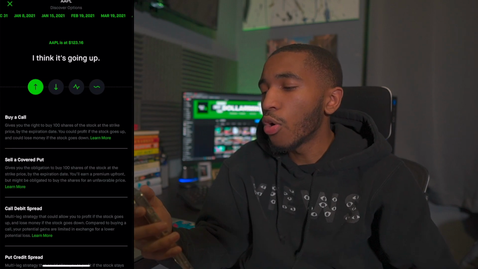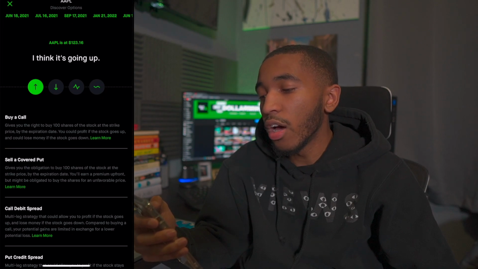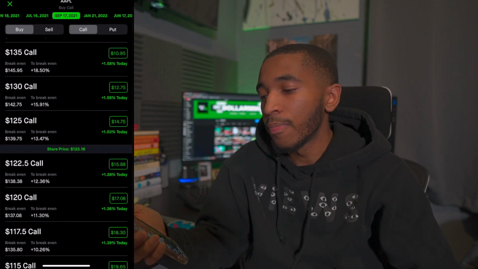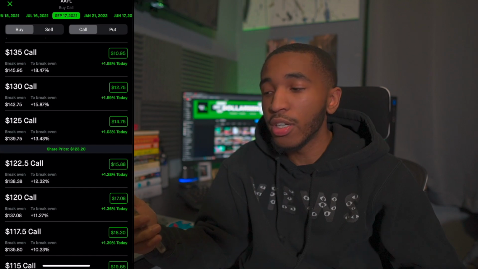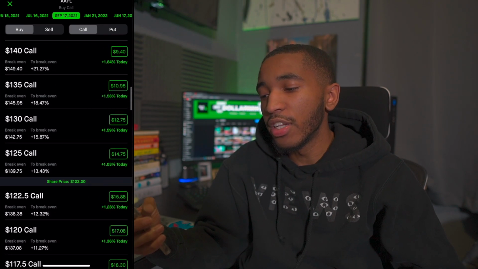So let's actually just go out to roughly the end of next year. Let's do September 17th of 2021. Let's click on that. So this is actually where you can see all of the option contracts for Apple. I can scroll up, I can scroll down, I can do whatever. We'll get into the numbers in a second.